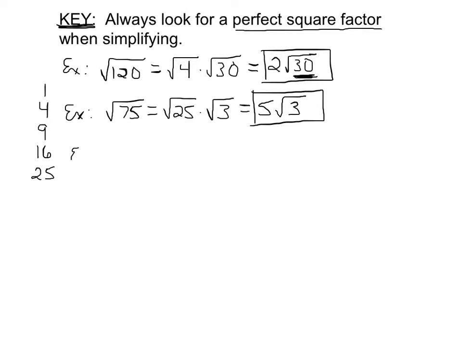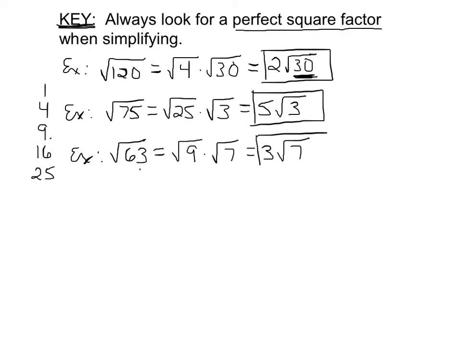Let's try another one. Let's try the square root of 63. Now, you might start picking up on some of these numbers a little bit more quickly. Notice 9 divides into 63. So I can rewrite this as the square root of 9 times the square root of 7. The square root of 9 is 3. So I have 3 times the square root of 7. 7 again is prime, so I know this is as far as it will go.